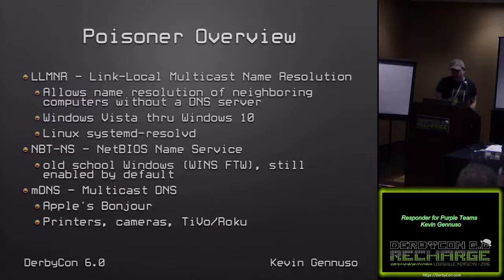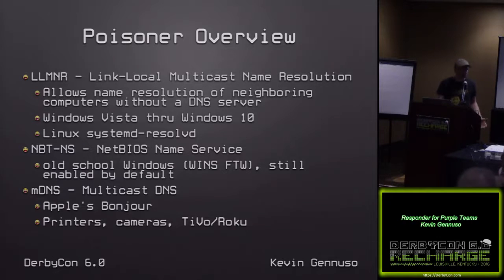With regards to the poisoner, LLMNR is a modern day broadcast name resolution protocol, where if you don't have a DNS server in the way, this thing will allow systems on a local subnet to do name resolution. That's all it's about. It was implemented first in Windows Vista, and it continues up through Windows 10. Linux also supports it. NetBIOS name service, on the other hand, is old school Windows, like Windows NT type stuff. It's still enabled by default. Awesome. WINS for the win. You'll still find it out in the world. It's the same function where I don't have a host name, so I'm going to broadcast it out to the world and try to get resolution.